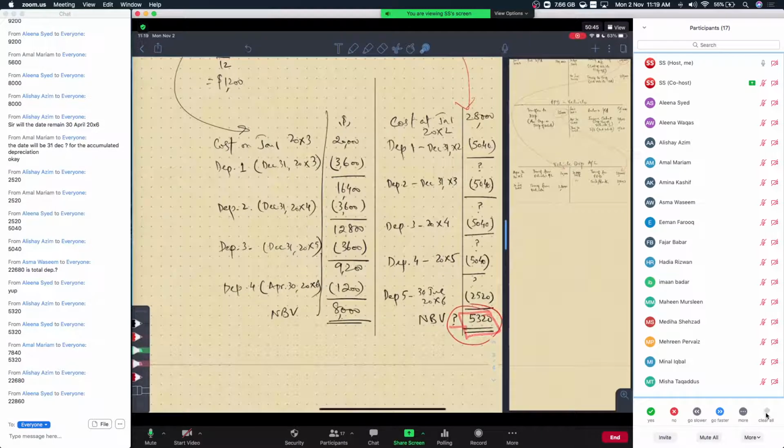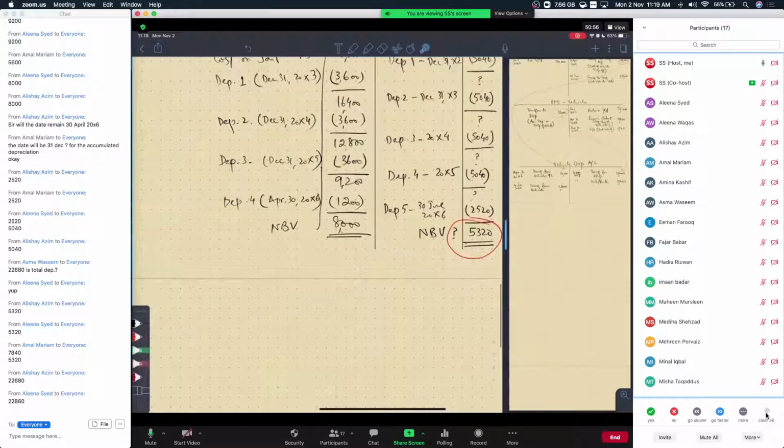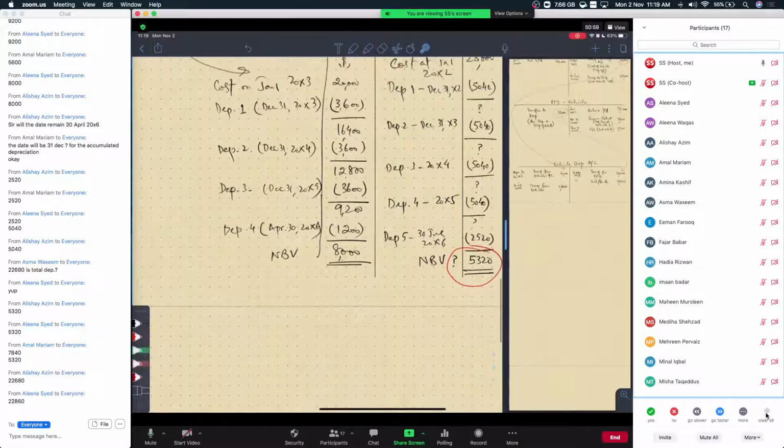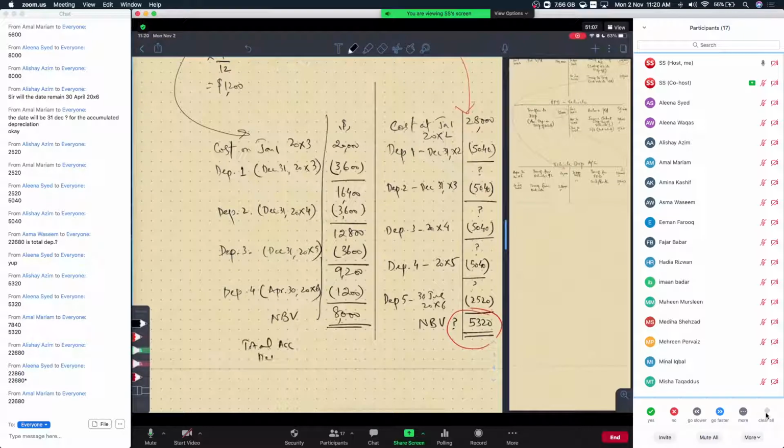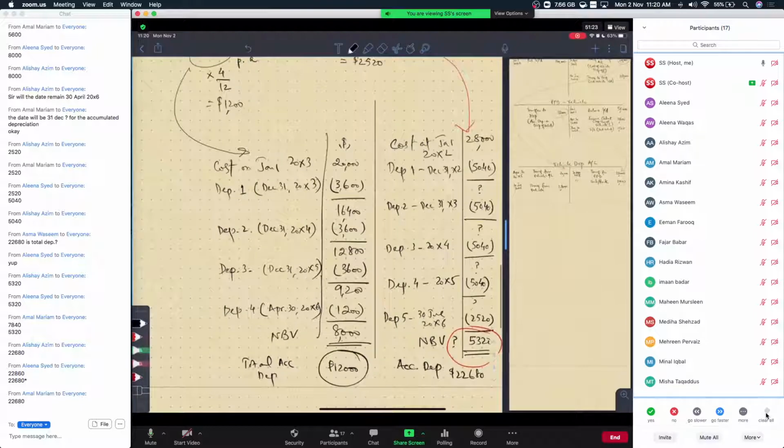The more continuous calculations you make, the greater the chance that you will hit a wrong key in that process, and you will end up getting a wrong calculation. So the answer is verified, Alicia and Alina Sayed, 22,680. So the total accumulated depreciation comes out to be, here the total accumulated depreciation was 12,000. And here the accumulated depreciation is 22,680, right?